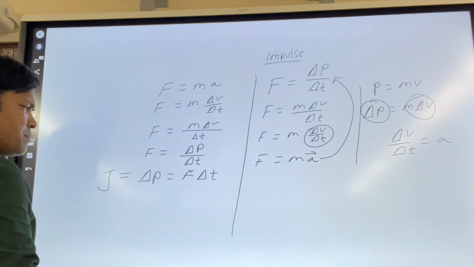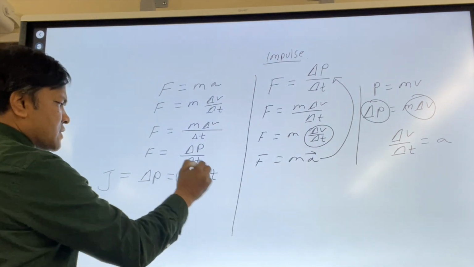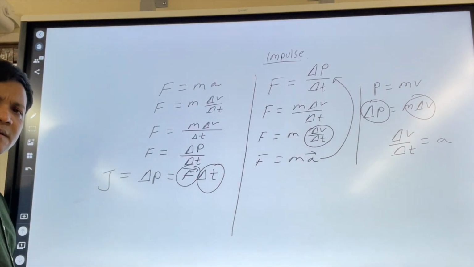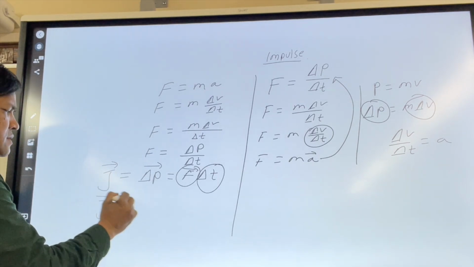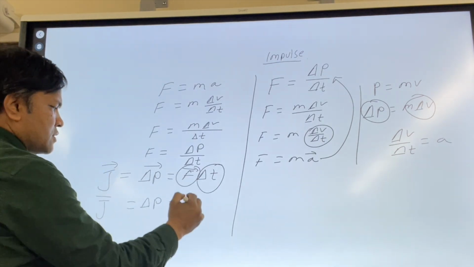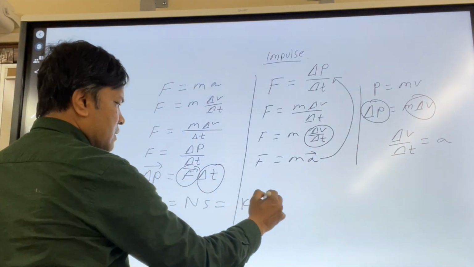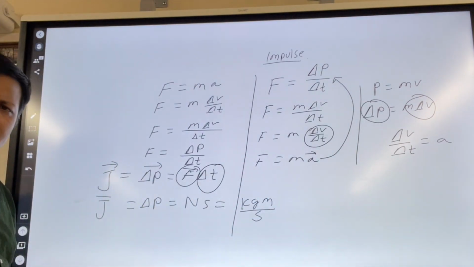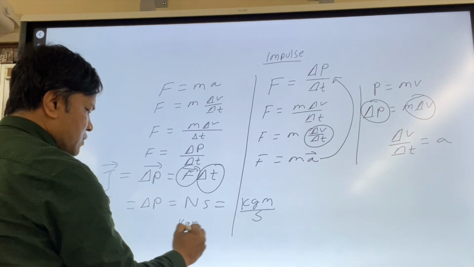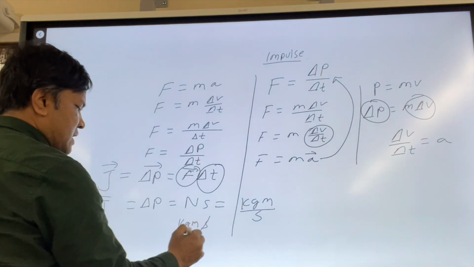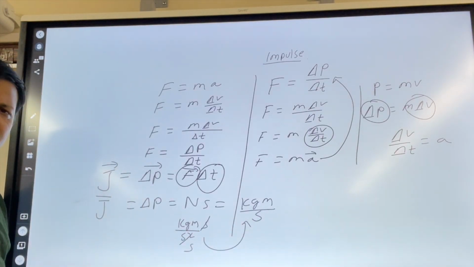Now, impulse is also a vector quantity. Why is that? Because a vector multiplied by a scalar makes it a vector quantity. What would be the SI unit for impulse? Newton second. Newton second is equivalent to kilogram meter per second. Why is that? Because a Newton is kilogram meter per second squared, and multiplied by second, the second cancels one of the seconds squared. Therefore, these two are the same.